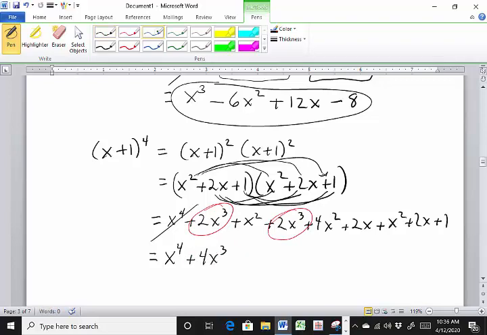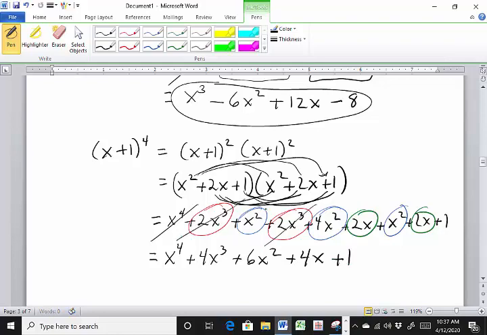Then we have an x squared, a 4x squared, and another x squared, so that's going to be 6x squared. Then we have a 2x and a 2x, so that gives us 4x. And the last one here is 1. I should have canceled these out as I went, so let's do that. And then our last one is just the 1.